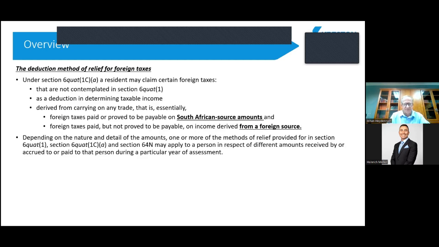In the deduction, under Section 6quat(1C), a resident may claim certain foreign taxes that are not contemplated in Section 6quat(1). So that's the secondary one, as a deduction in determining taxable income derived from carrying on a trade, essentially foreign taxes paid or proved to be payable on South African sourced amounts, and foreign taxes paid but not proved to be payable on income derived from a foreign source. So you can see you can get it from South African source income as well as on foreign source income. All right.